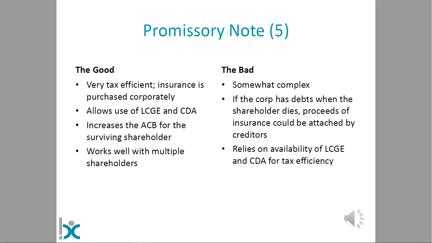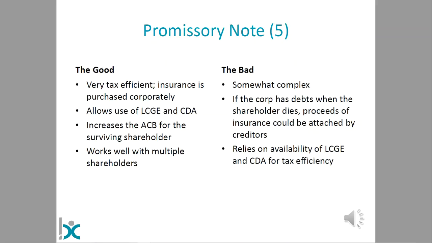On the downside, it is a somewhat complex arrangement. Not everybody understands that flow from the promissory note to the redemption of the promissory note. The capital dividend account and lifetime capital gains exemption tend not to be part of most people's everyday vernacular. And if the corporation does have debts when the shareholder dies, we have to be careful here that the proceeds of that insurance policy could be attached by creditors. There are some ways around that, such as using a holding company to help create the proper structure for this, but in a basic arrangement, you do run this risk.